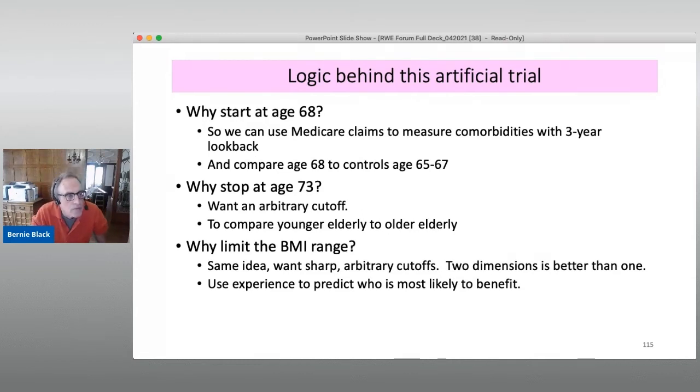Why stop at age 73? Because I want an arbitrary cutoff. It'll let us compare younger elderly to older elderly. Why limit the BMI range? Same idea. We want sharp arbitrary cutoffs. And 2 dimensions of cutoff is better than 1. And where should we start? Why BMI 25 to 30? I don't know. Use what you know about the science to predict who's most likely to benefit. Next slide.